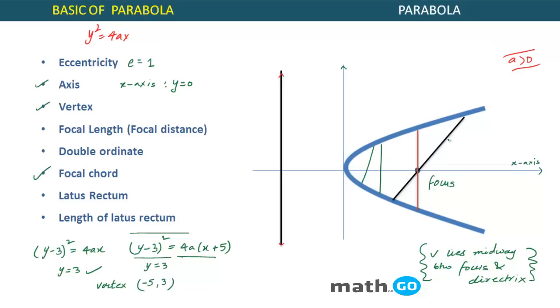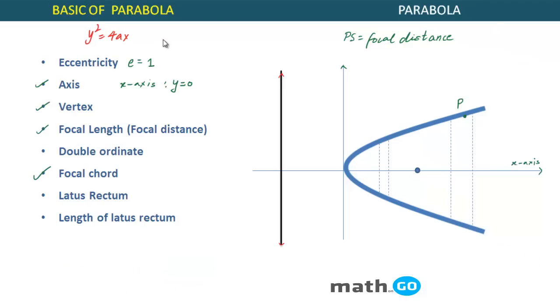And what do you mean by focal distance of the chord? This means that if I take this point as P, and somebody asks me to find this distance PS, then this PS is actually equal to the focal distance, right? This is known as the focal distance. We'll do the formula for this as well. Okay. Focal distance. Let's take another property. So the next property that we have to understand is the double ordinate.